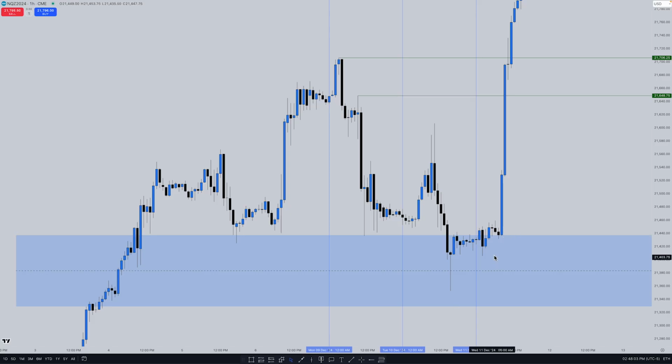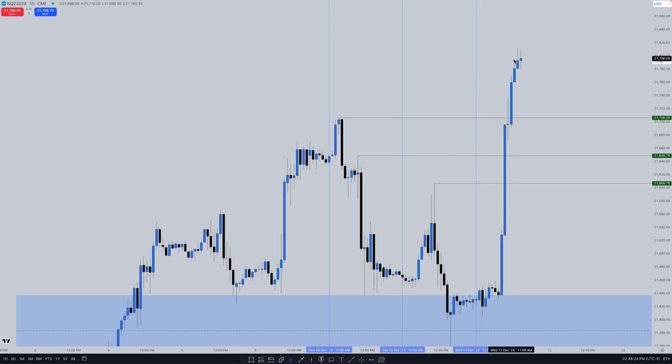Right at 8:30, they just sent it higher off the CPI news. You notice the bodies there respecting the upper portion of the daily fair value gap. First target was the previous daily high here. And then we had the high from the AM session on Monday, and then all-time highs, which was the intra-week high, right? All levels that act as a draw on liquidity.